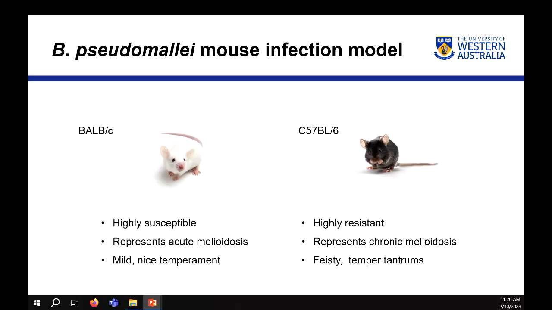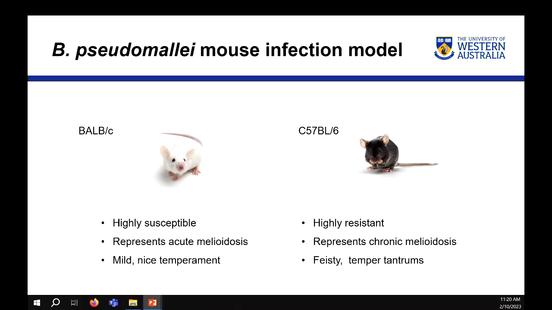There are two different species of mice: the Balb C and the C57 black 6s. Interestingly, the Balb Cs are highly susceptible to infection, so the Balb C is a really good model for acute melioidosis. The C57 black 6s are highly resistant, so that's a really good model for chronic melioidosis. That's why the interspecies variability is really quite interesting, because it allows you to tease apart the different infection models.